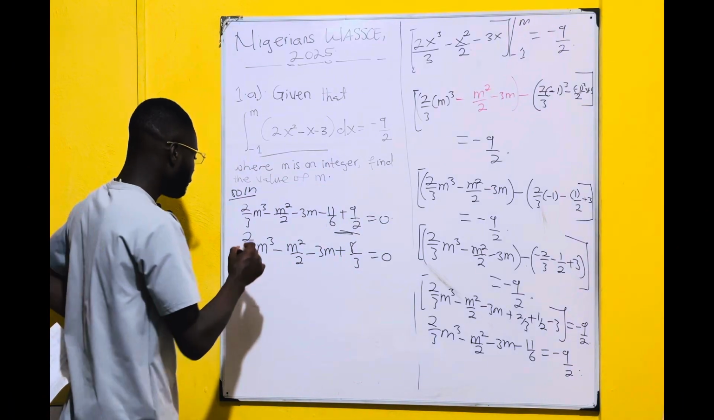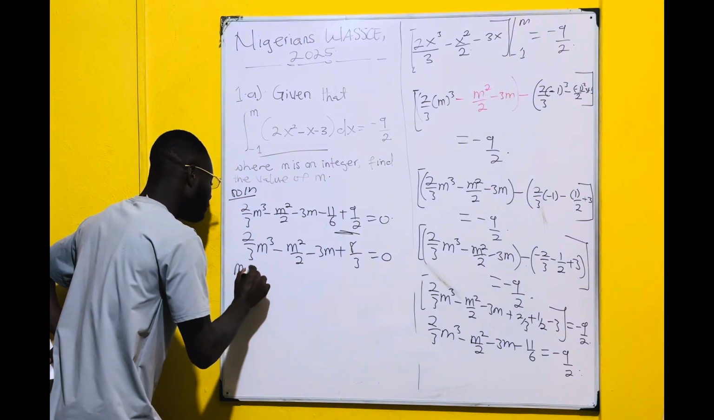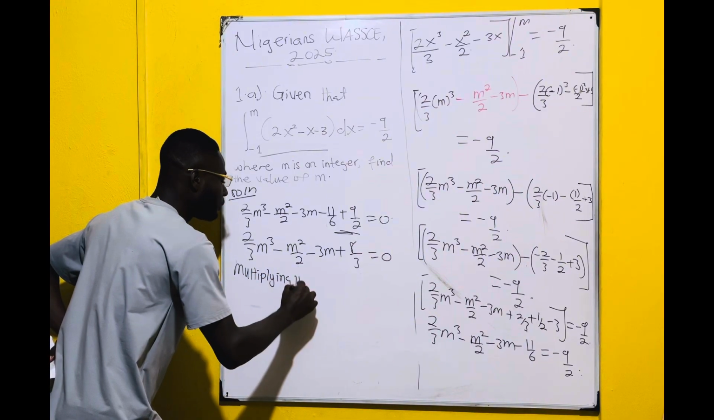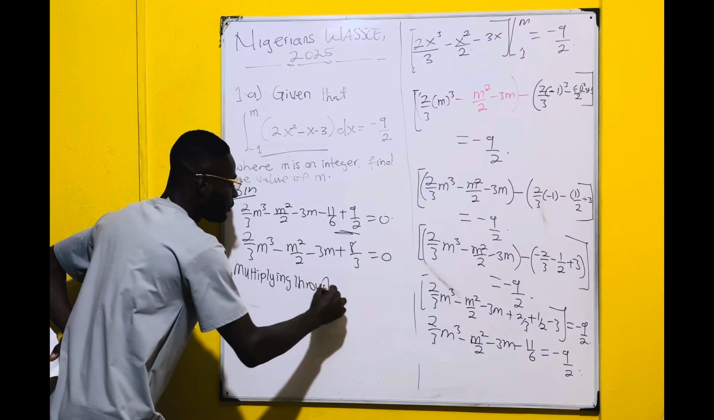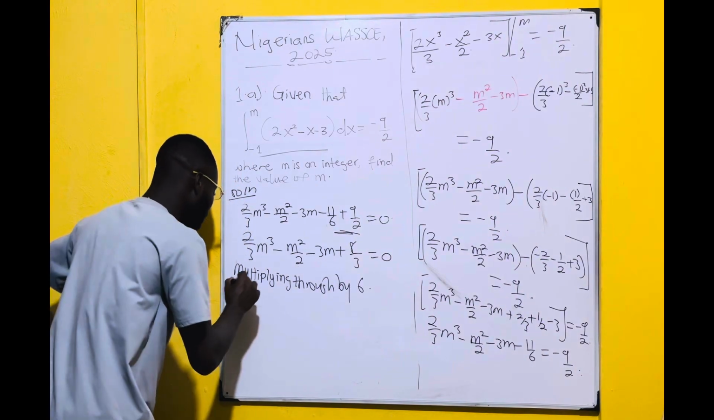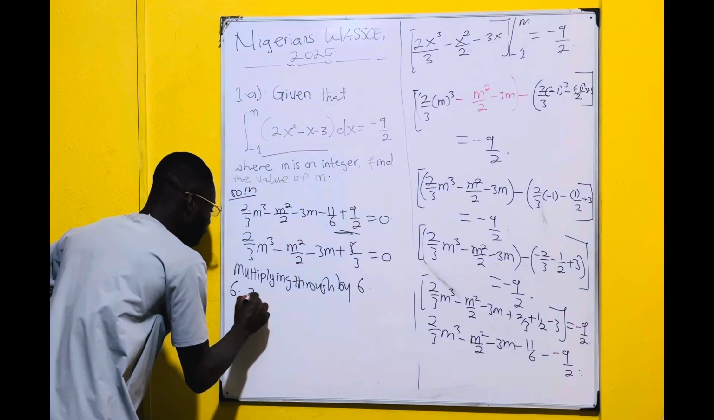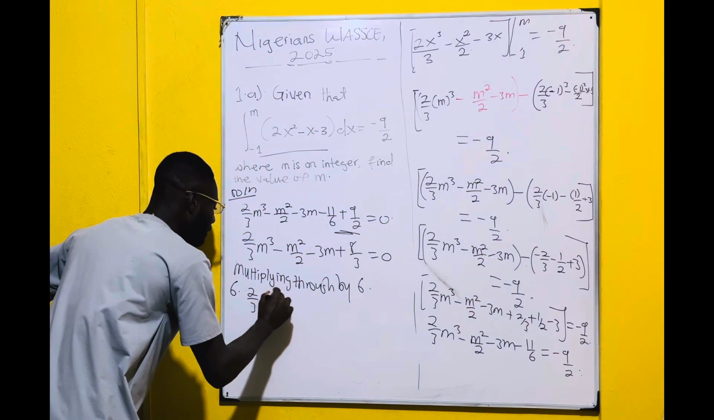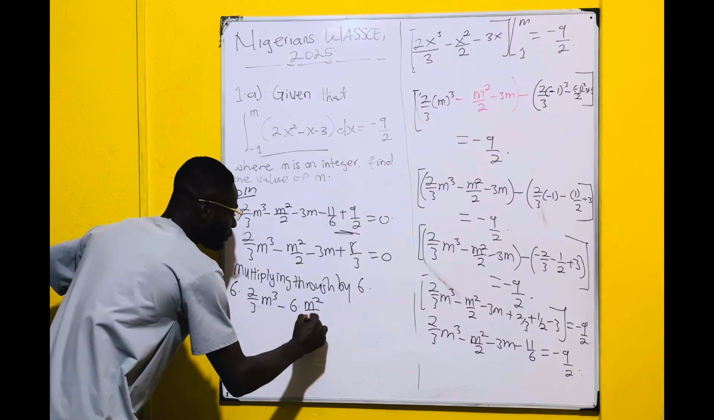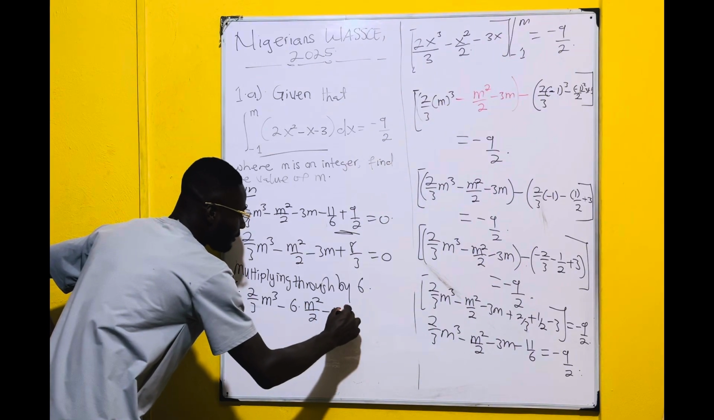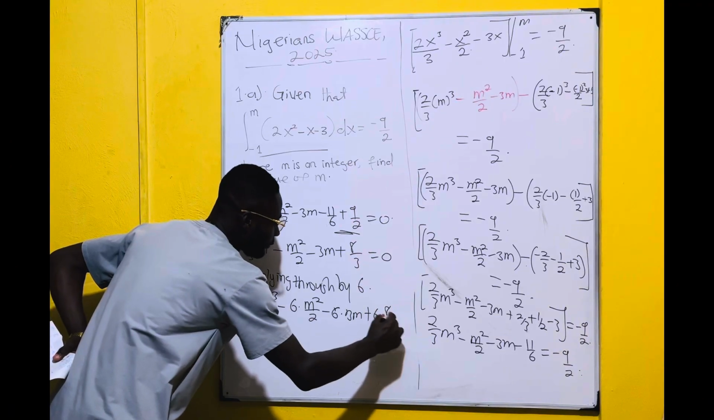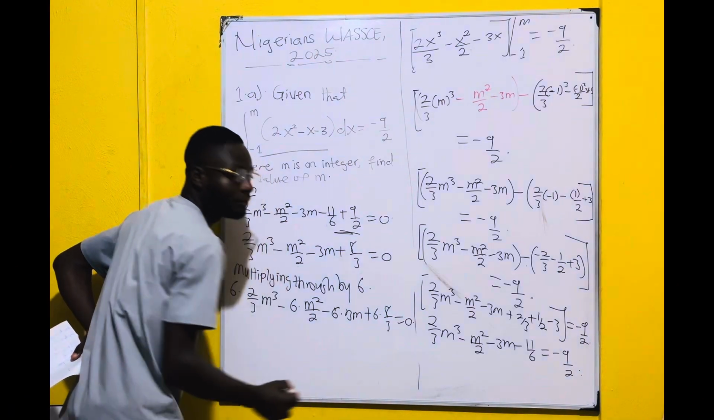The common denominator will be what? 6. So we say that multiplying through by 6, right? We're going to have 6 times 2 over 3 m cubed minus 6 times m squared over 2 minus 6 times 3m plus 6 times 8 over 3 equals 0.